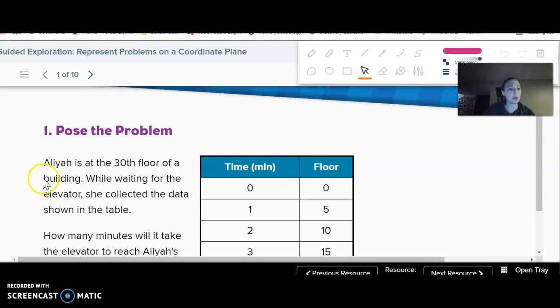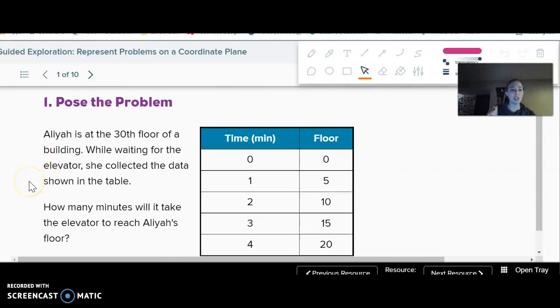So the first problem, Aaliyah is at the 30th floor of a building. While waiting for the elevator, she collected the data shown in the table. How many minutes will it take the elevator to reach Aaliyah's floor? So really think about picturing what's happening. Okay, she's waiting on the 30th floor. The elevator must be coming up to her. So she's timing in minutes how long it takes it to reach each floor.